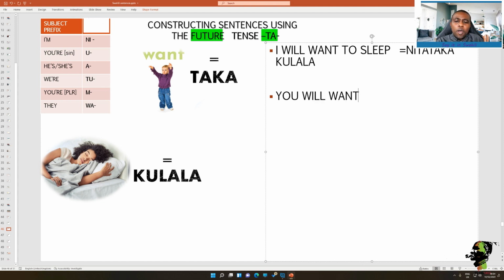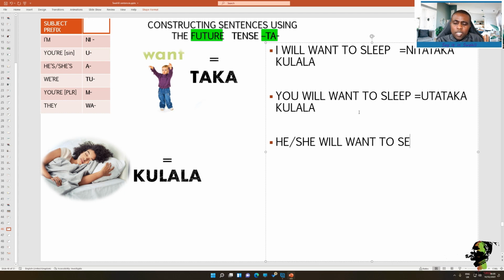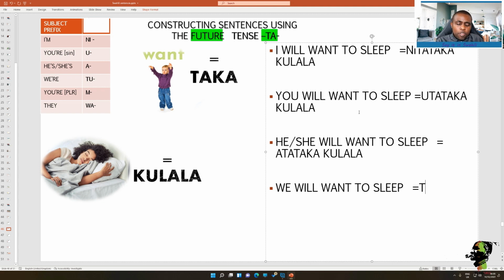You will want to sleep. Good sentence there. Utataka kulala. You can see the only thing that we're changing here is the subject prefix. What about he or she will want to sleep? Atataka kulala. What about we will want to sleep? Tutataka kulala.